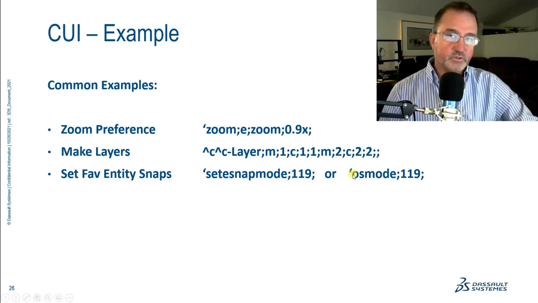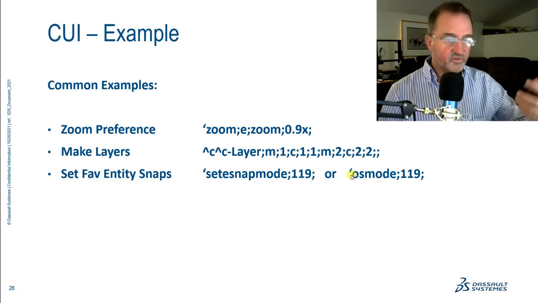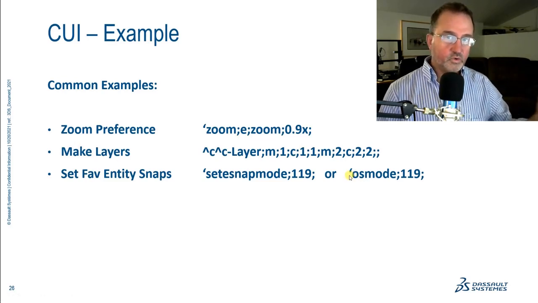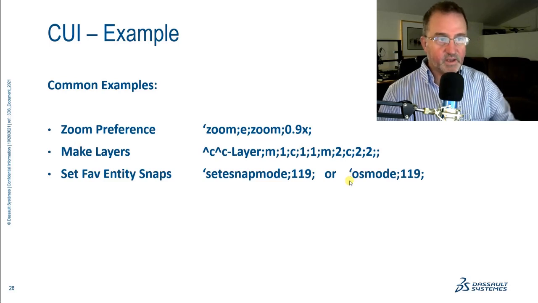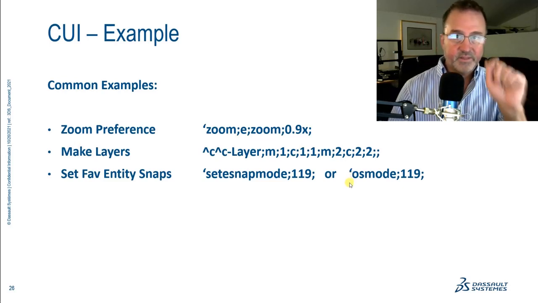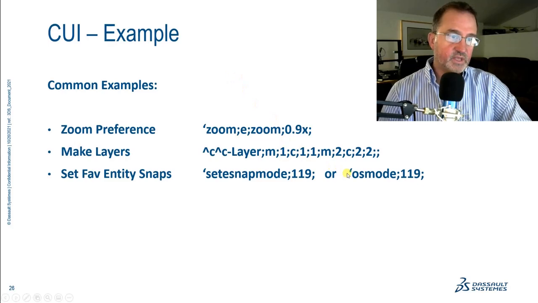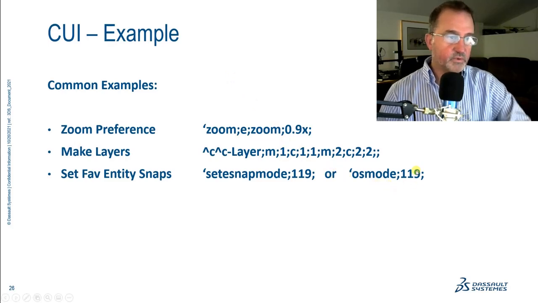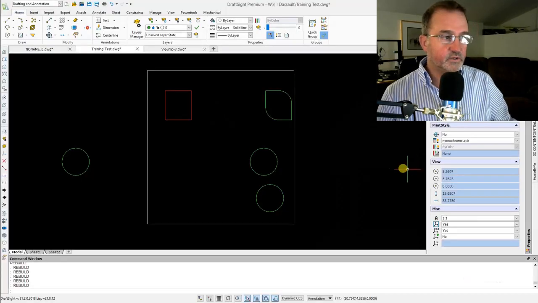Now notice I can also do this transparently. That means I could be in the middle of doing a move or drawing lines, arcs, circles, and go over to my icon, pick on it, and set my snap mode while I'm in the middle of that command. So something kind of powerful. Now, how do you know what the number is? Let me show you this quickly in DraftSight.